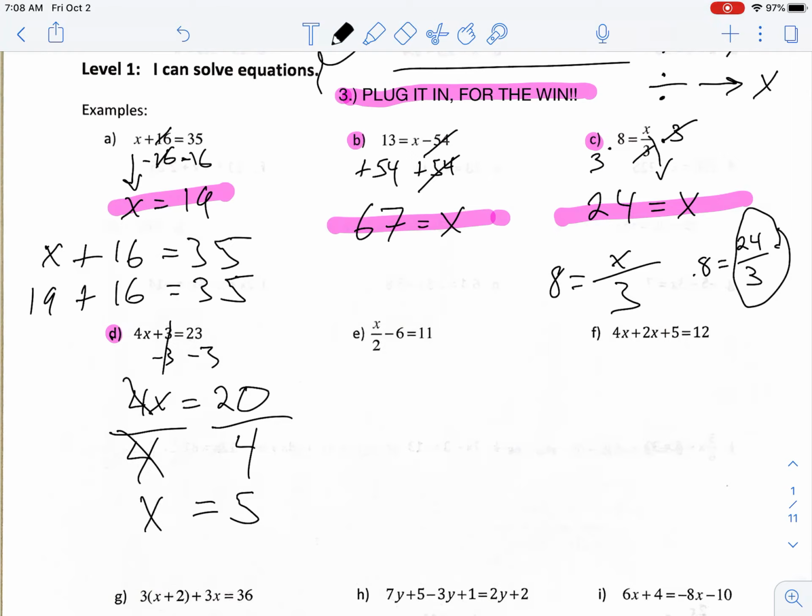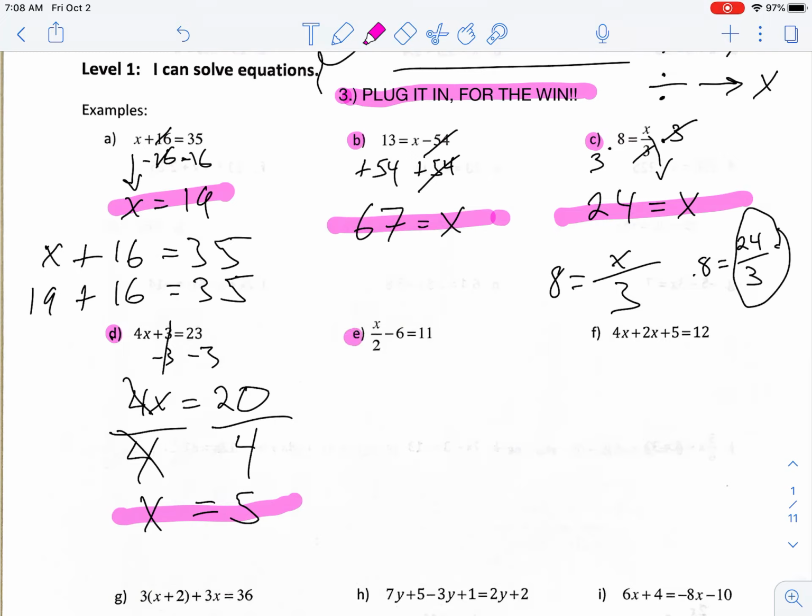If you want to go back up here, you can do your check to see if it's right. Plug it in for the win. All right, so 4 times x plus 3 equals 23. I know 4 times 5 is 20. Okay, right here. So 20 plus 3 is 23. So we know that this is a correct answer. All right, 5 is correct.